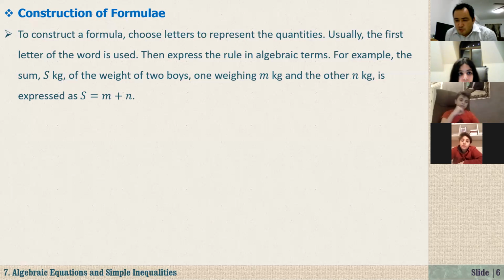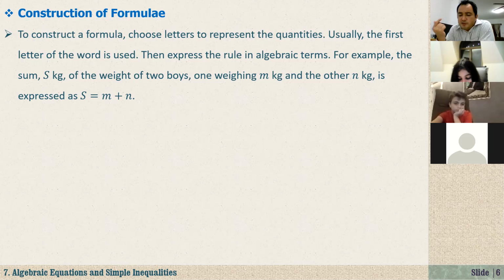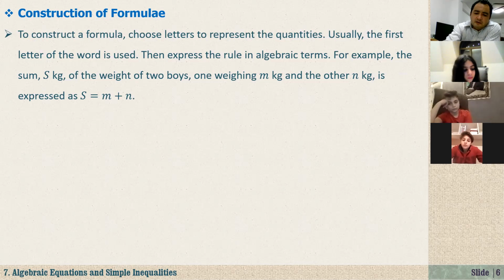So to construct a formula, usually what do we do? Choose letters to represent the quantities. Usually the first letter of the word is used. For example, if you're talking about time, we use T to represent the time. If you're talking about distance, the first letter is D, so we use D to represent the distance. For speed, the first letter is S, we can use S to denote that unknown. If you're talking about the area, then capital A for the area. And if you're talking about the mass or weight of something, we can use M, this kind of stuff.